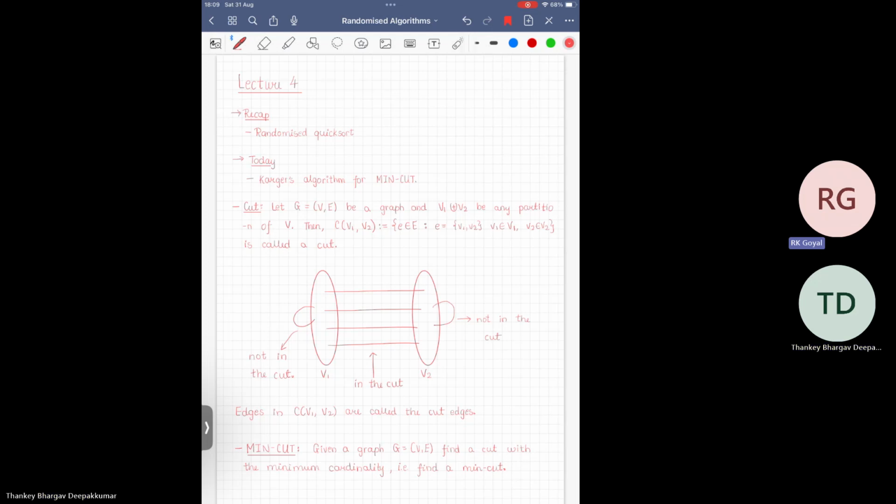My only question is that for the deterministic quicksort also, we have the average case complexity of the order of n log n. And in the randomized version also, we are getting the same complexity. So why prefer the randomized version of quicksort over the traditional one?